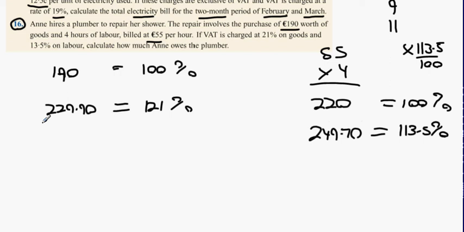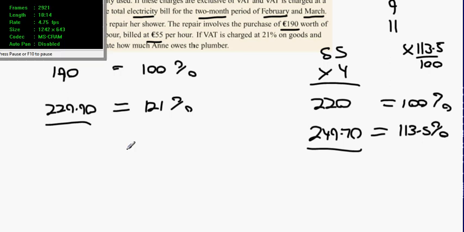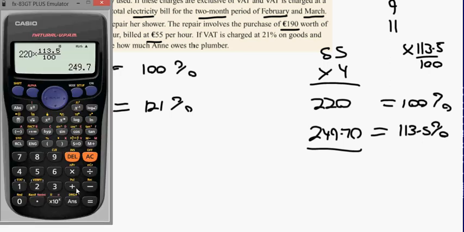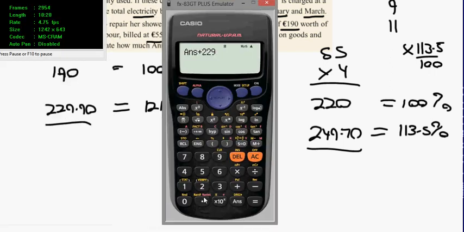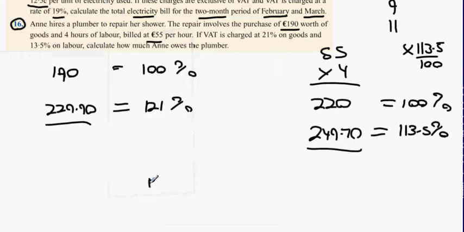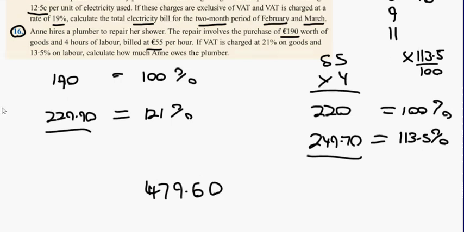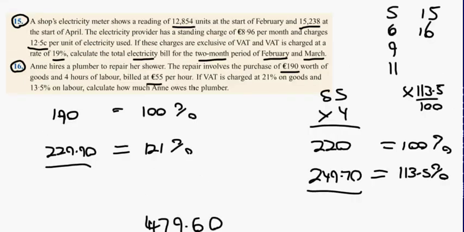Now we're going to add both of them together, 249.7 plus 229.9. And the answer is going to be 479.6. Okay, that's the end of the second exercise.